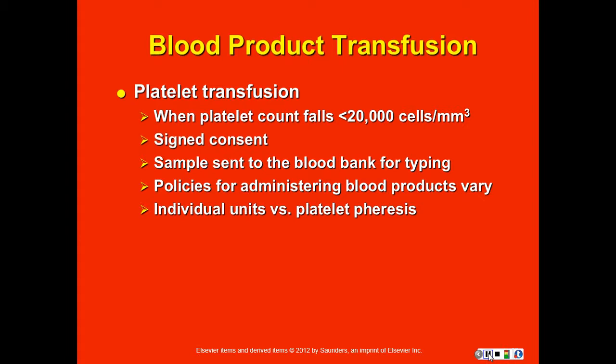To 400,000. I think that's what the book has as norms. If they're below 20,000, they're going to be transfused. But if they're actively bleeding and it falls to 50,000, they're going to get platelets. Because it's just going to continue to fall, right?